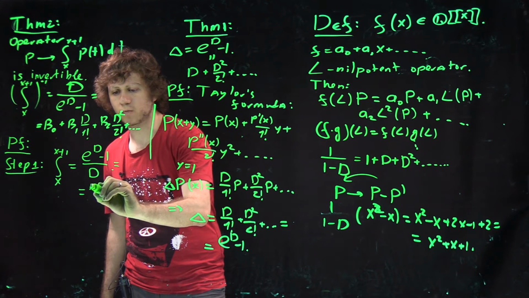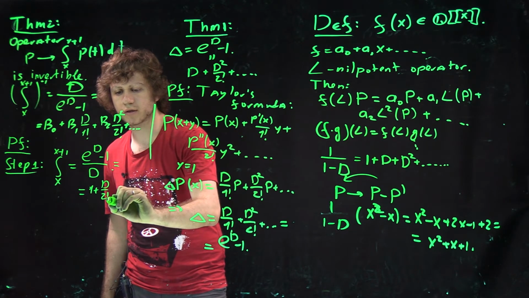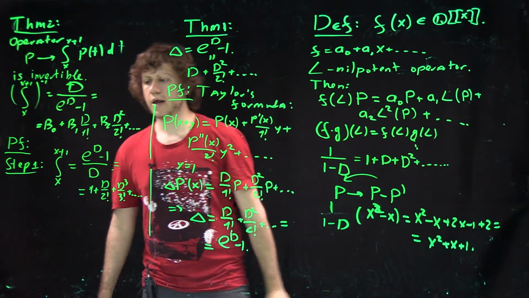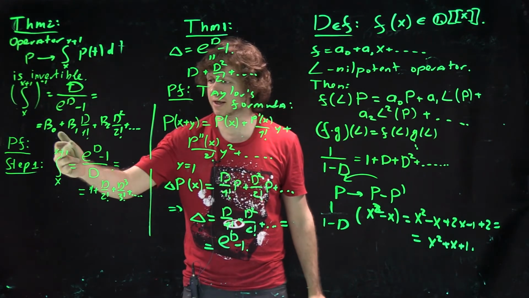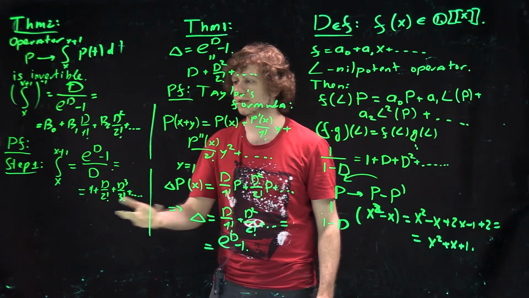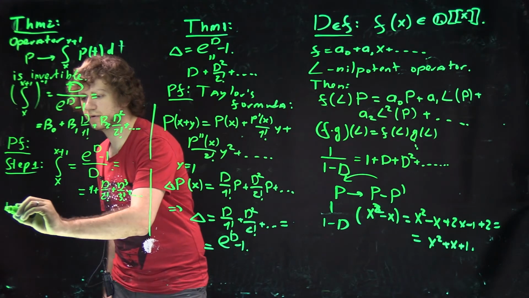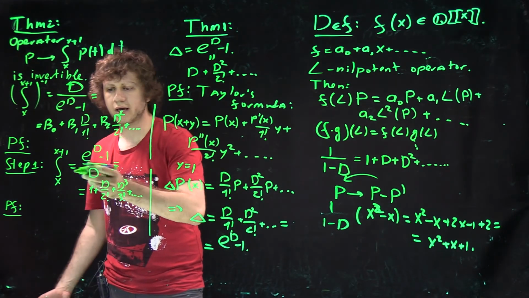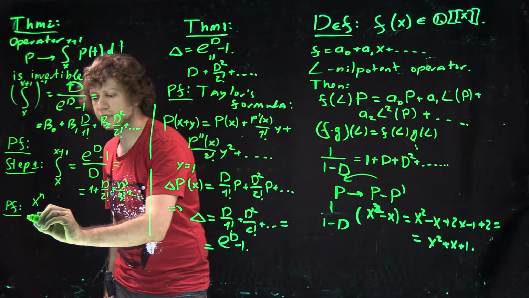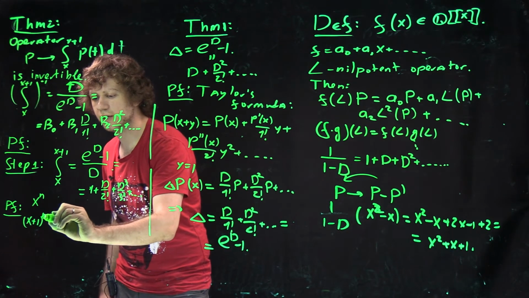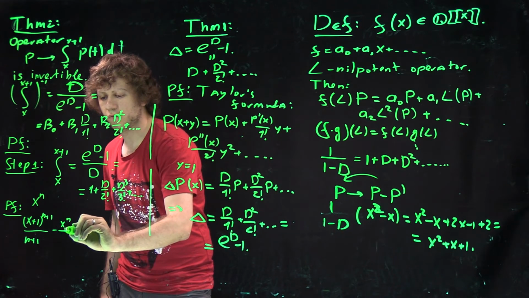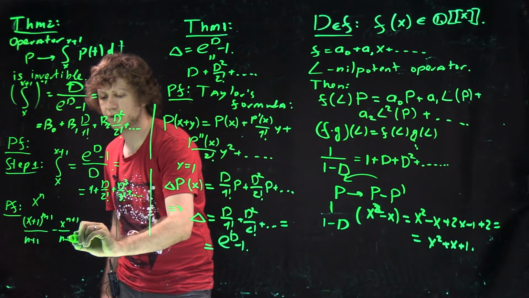So this is 1 plus D over 2 factorial plus D cubed over 3 factorial plus, and so on. And so the statement is that if you take an integral of any polynomial, it is the same as applying this thing to the polynomial. And the proof is just the binomial formula. If you take as a polynomial x to the power n, then on the left-hand side you will get (x plus 1) to the power n plus 1 over n plus 1 minus x to the power n plus 1 over n plus 1.